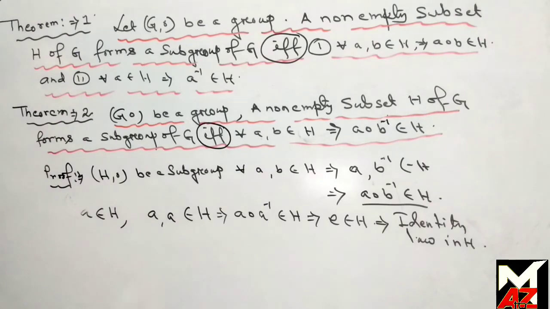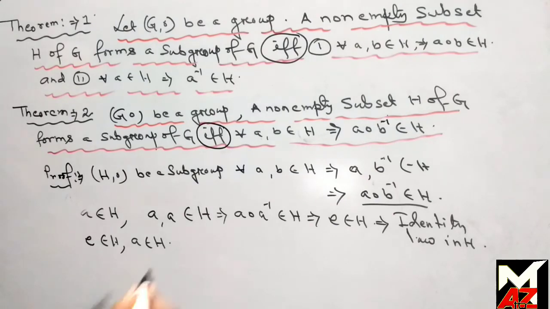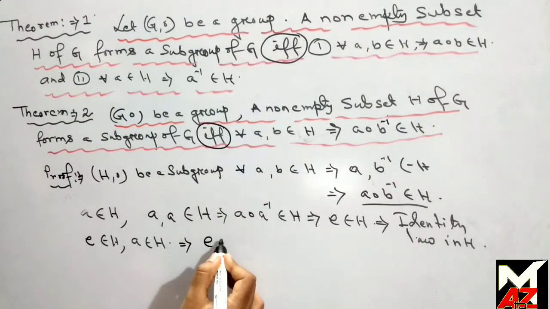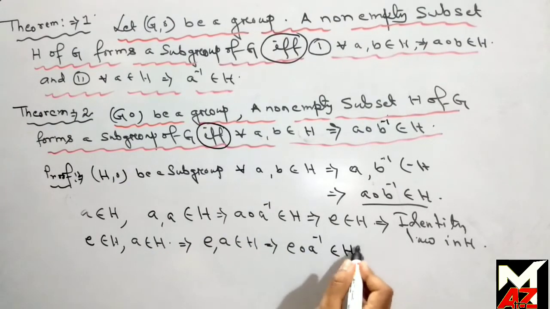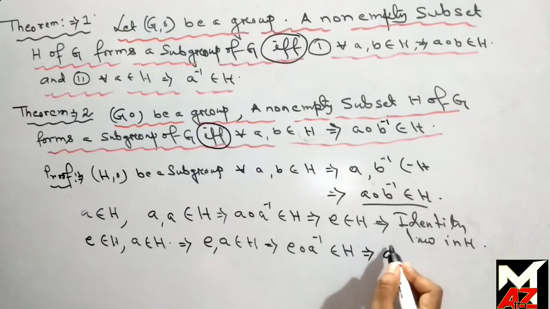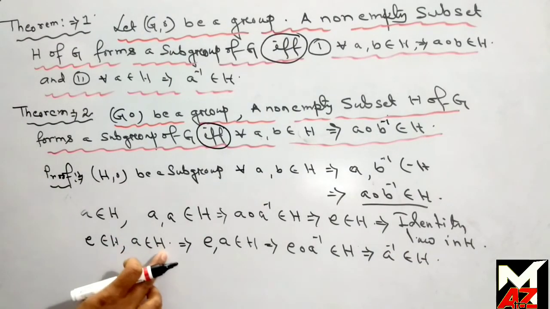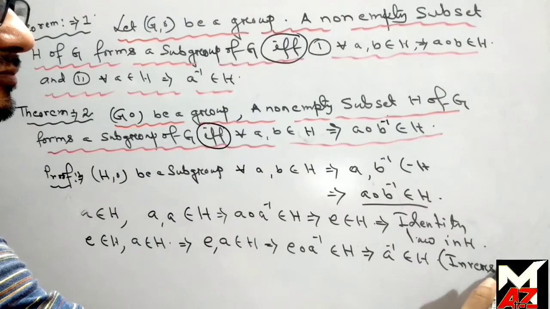Now if e belongs to H and a belongs to H, then e, a belongs to H, this implies e ∘ a inverse belongs to H, and this implies a inverse belongs to H. That is, for all a belongs to H, we get a inverse belongs to H, and this is the inverse property.